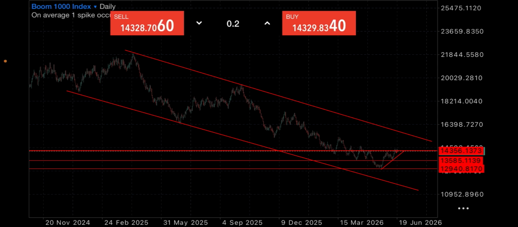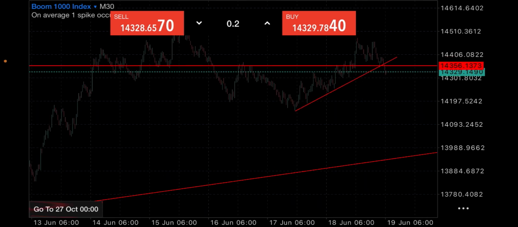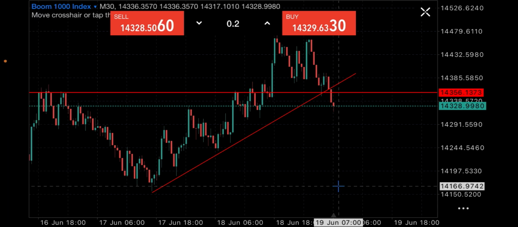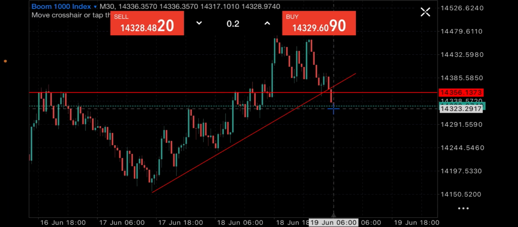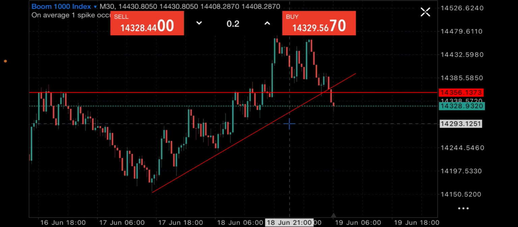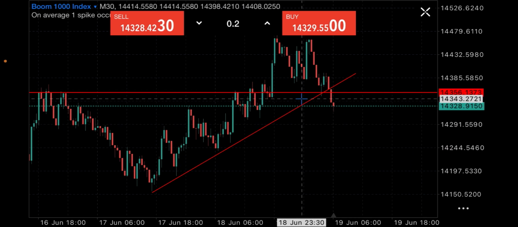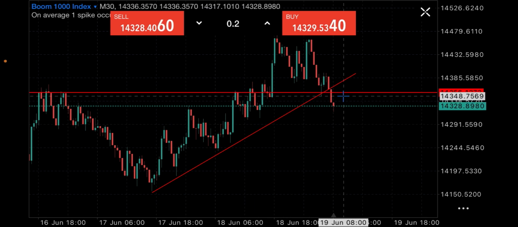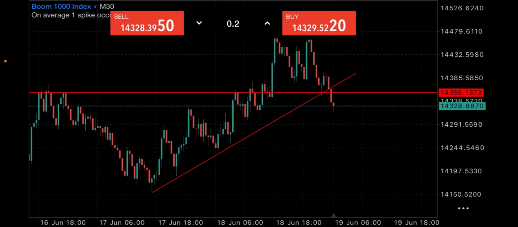So on the Boom 1000, what I was waiting for is for it to retrace. Of course, it has gone very far. I wanted it to give us a few spikes. The spikes came, but I wasn't there on the trip. I'm looking for it to retest this position, then we are going to go for a sell because it's already broken this trend line. So we are waiting for it to retest this resistance, at least get into this level before we go in for a sell.